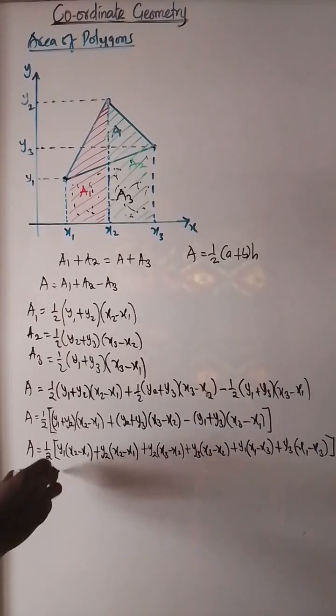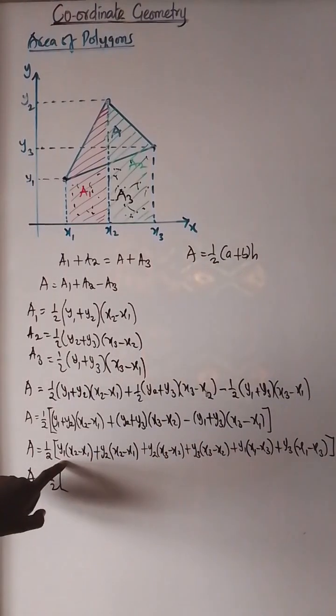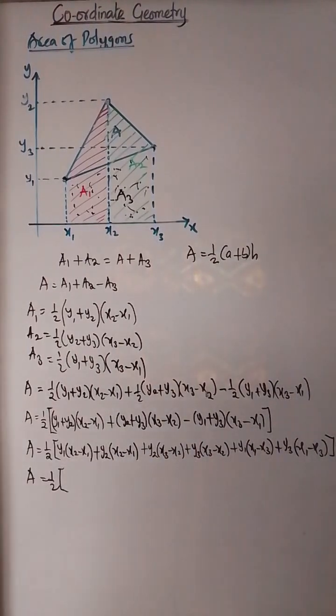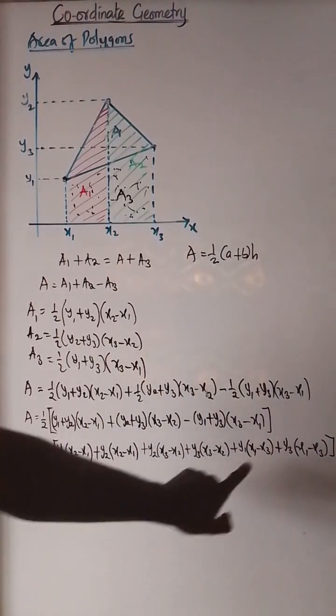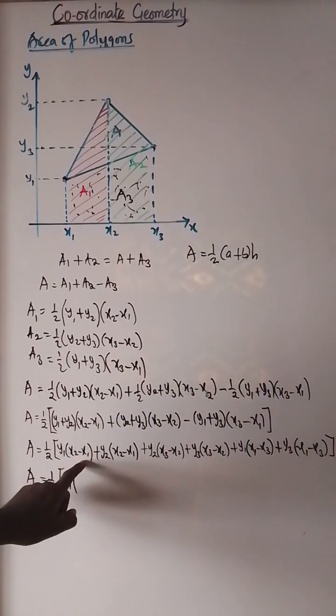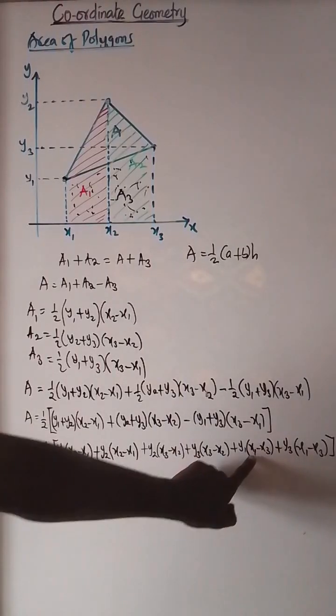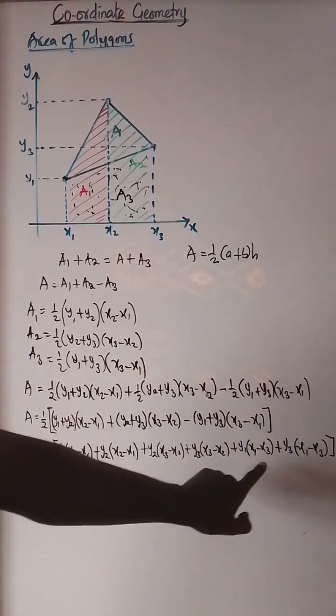Then from here, if you notice, we have y1 here, another y1 here. So if I factorize y1, we have to add what you have in this bracket with this. So I have x2 minus x1. Minus x1 plus x1 will cancel. So I'll be left with what? x2 minus x3.